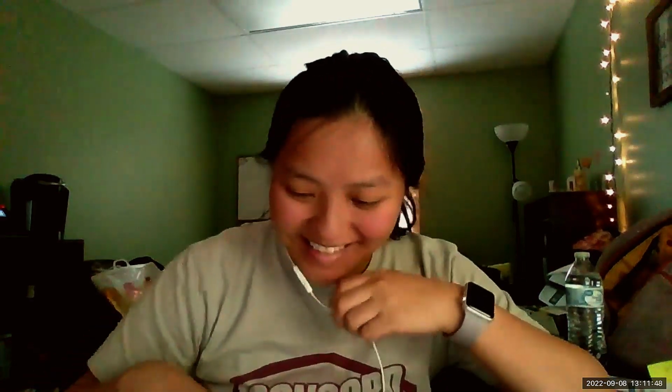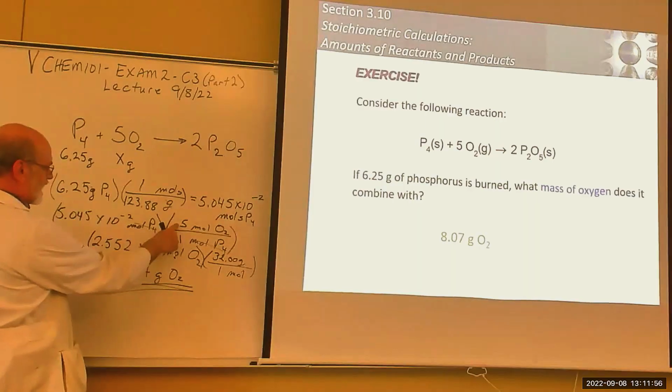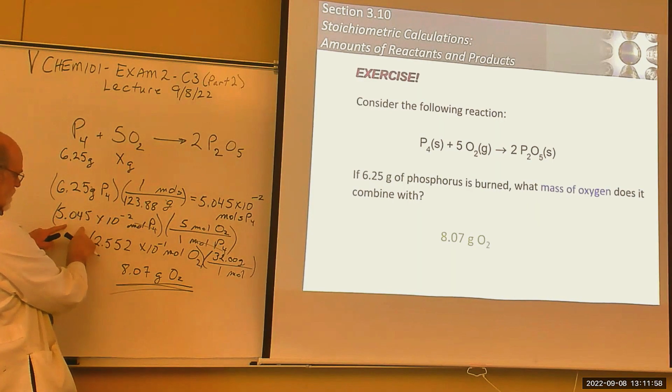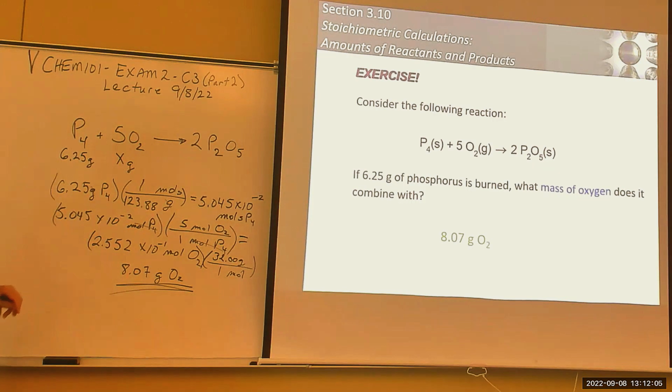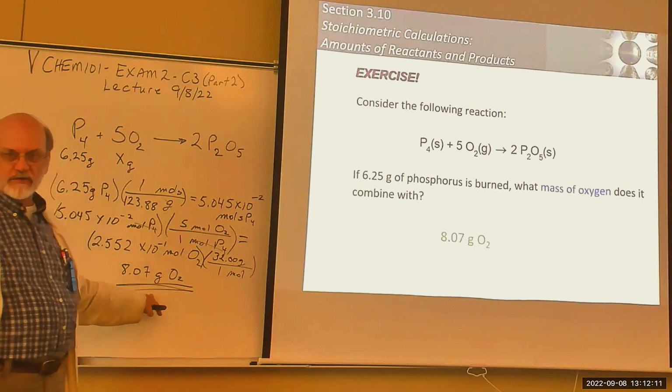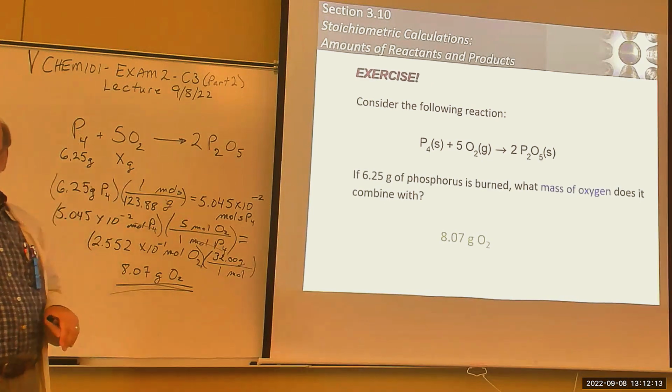Dr. Bly. I have a quick question. So where did you get the 2.552 from? 5 times this number. Okay, so you did that. Yep. I was going to put an equal on there. Okay, thank you. That gives us moles of oxygen, then I converted moles of oxygen to grams of oxygen. And that answers our question.